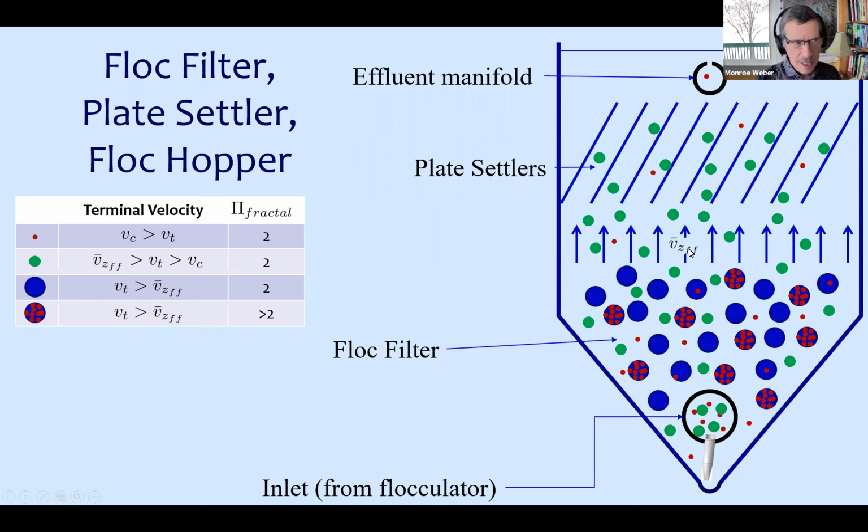So can you tell me what would be happening inside this system that would make the concentration in this region where all the vertical arrows are here, where it's above the floc filter and below the plate settlers, why would that concentration go up? And do you remember what the concentration of particles is in this region? It's the same as something else. Anybody remember? What's the concentration of flocs coming out of the floc filter?